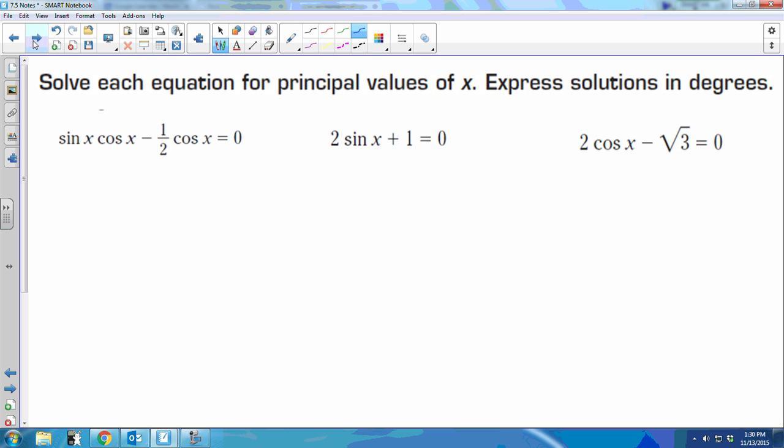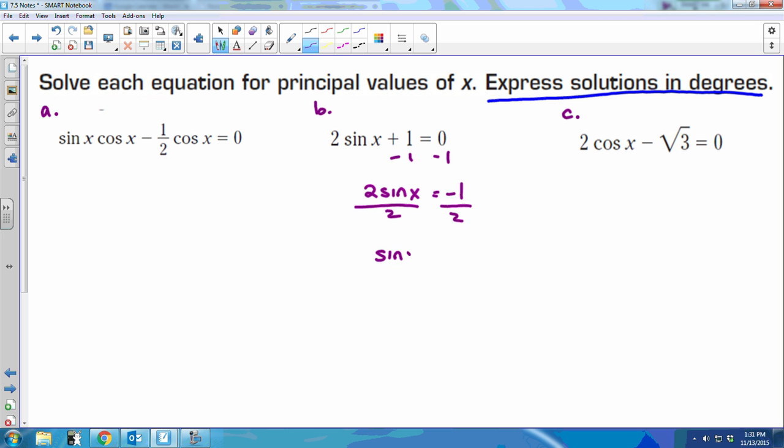It says solve each equation for principal values and express the solutions in degrees. I'm actually going to do B and C on your note sheet first just because they're a little bit simpler, and then we'll go back and do A. So for B, if we're solving the equation, this is just basic algebra. We subtract 1 and divide by 2. So sine x equals negative 1/2.